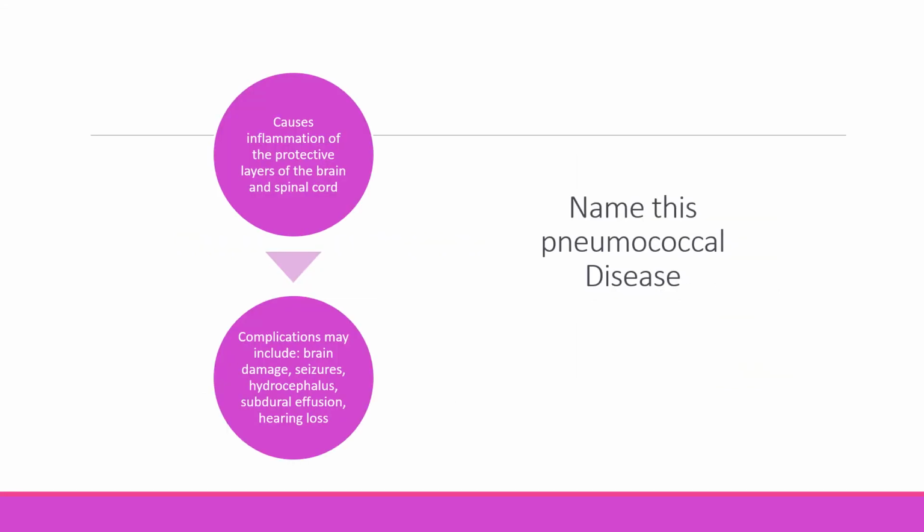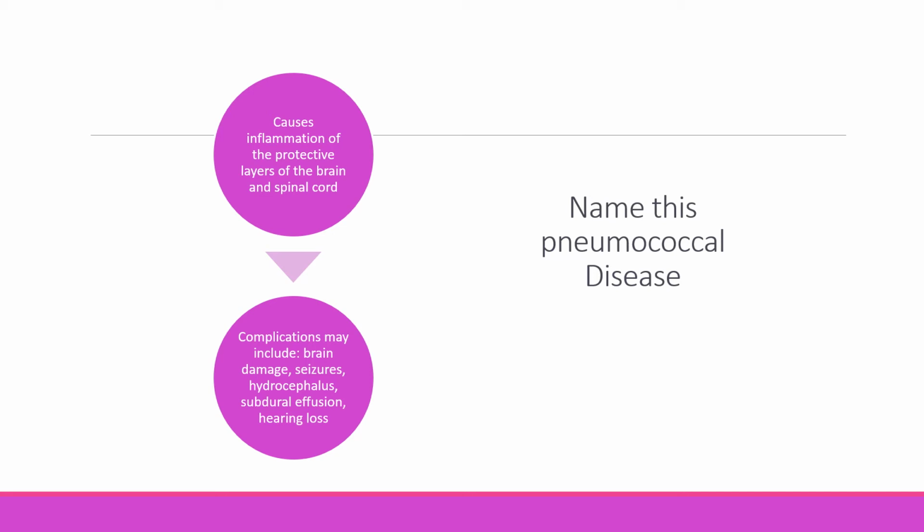This pneumococcal disease is a disease of the brain and spinal cord. And the 3 major causes of this disease are Haemophilus influenzae, Neisseria meningitidis, and Streptococcus pneumoniae. Symptoms start out like a cold but can progress to severe headaches, fever, pain, stiffness in the neck and back, confusion, restlessness, dizziness, convulsions, and can ultimately lead to a coma and death.